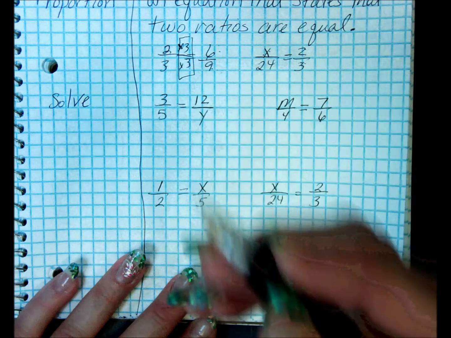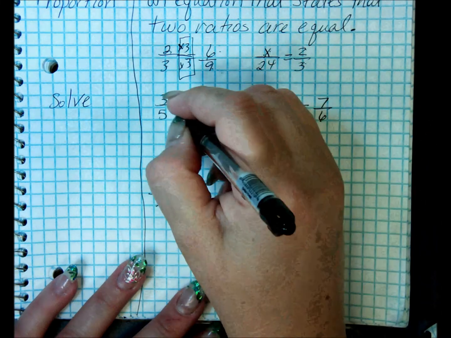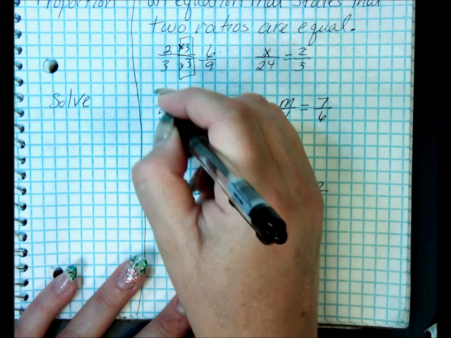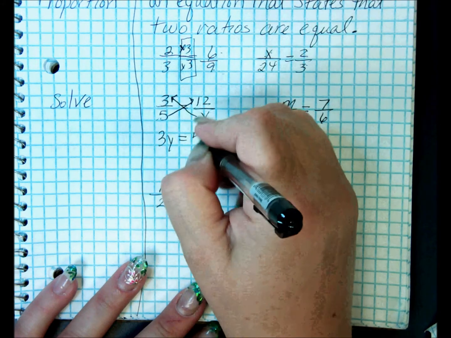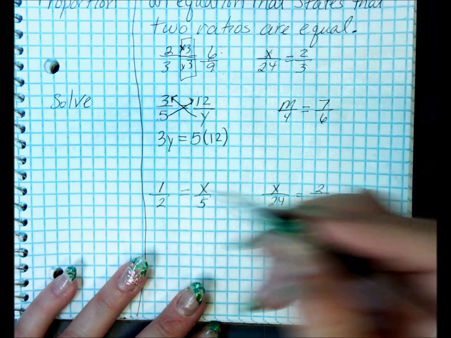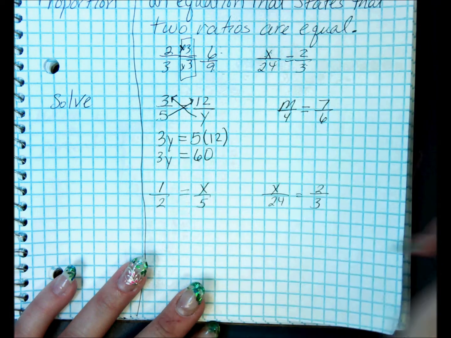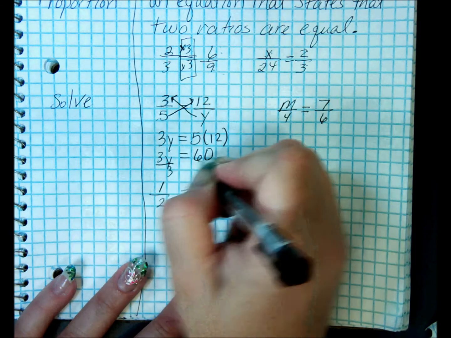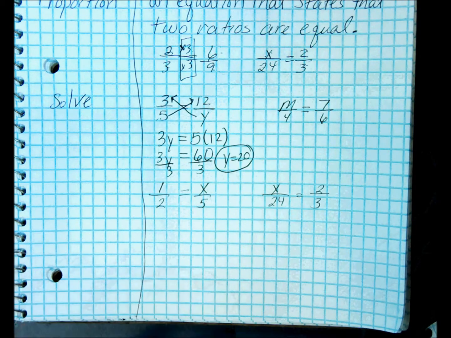First, we're going to do some cross multiplying so we can find that y. So you multiply this times this, this times this. So 3y equals 5 times 12, 60 if you're not positive of that. And then you're going to get the y by itself by dividing by 3. So y equals 20.